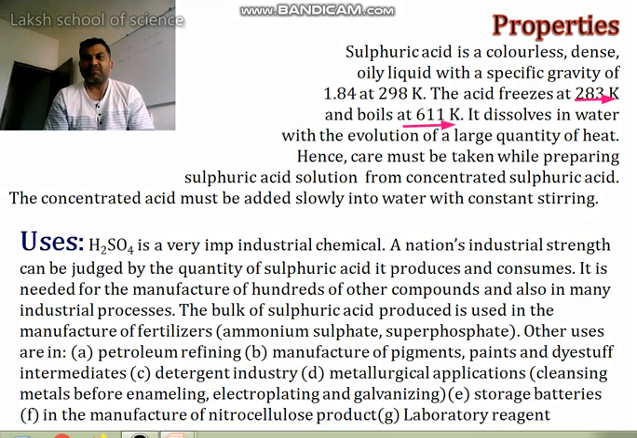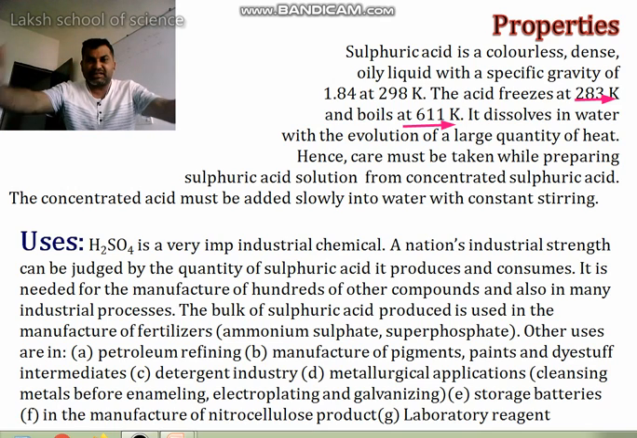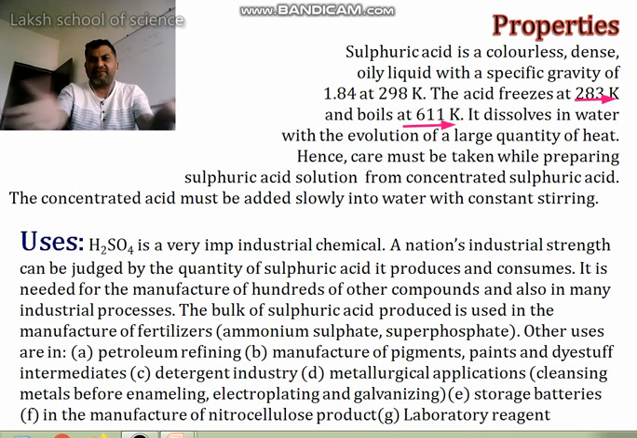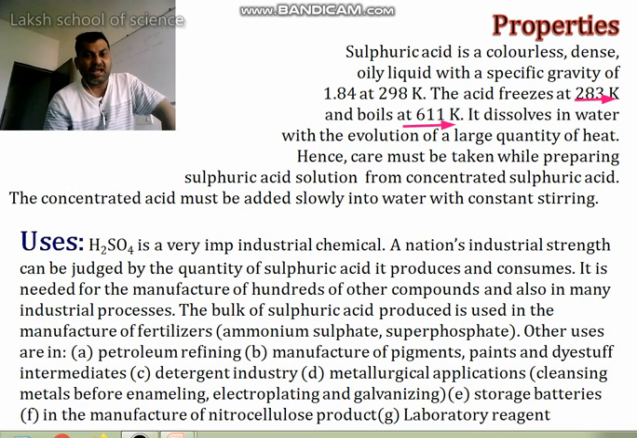Okay, now the next of the properties. Sulfuric acid is a colorless, dense, oily liquid with a specific gravity of 1.84 at 298 Kelvin. The acid freezes at 283 Kelvin, that is the freezing point, and boils at 611 Kelvin, that is the boiling point. So this is the information where its melting point and boiling point are given.